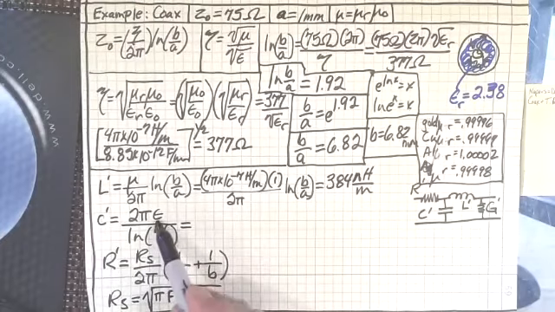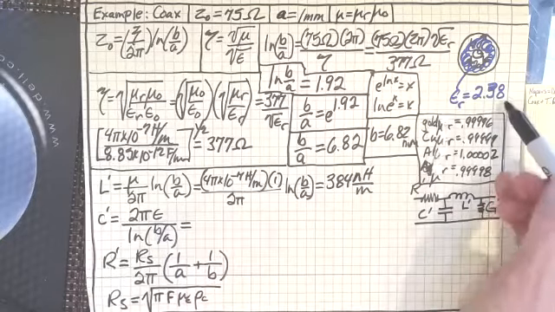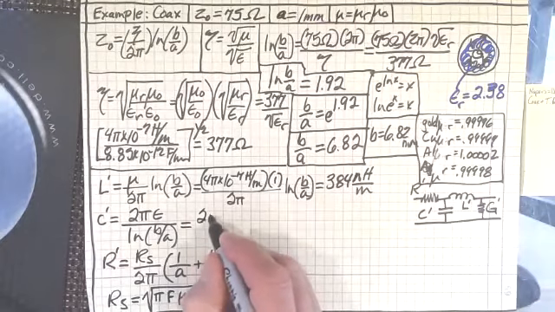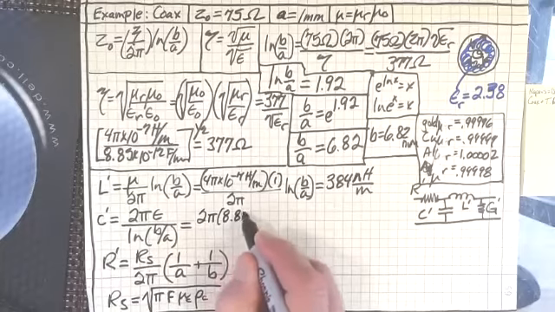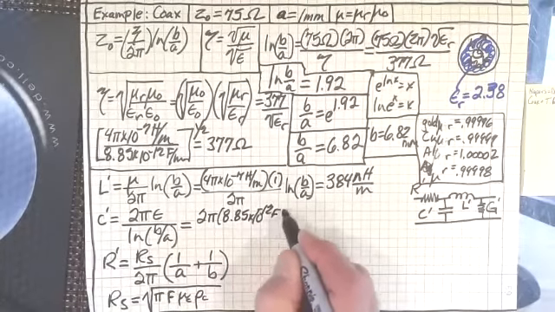Let's do the second one. Now we know that there's a relative permittivity of the dielectric foam that is 2.38, right? So we have to include that in there somehow. So I've got 2 pi, right, times 8.85 times 10 to the minus 12 farads per meter.